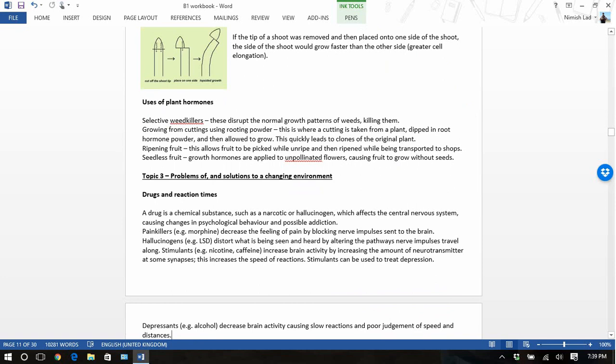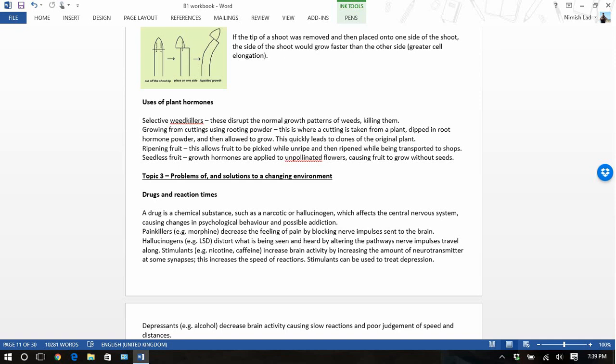So there are weed killers, to disrupt the normal growth patterns of weeds and kill them. There's growing from cuttings and using rooting powder. This is where a cutting is taken from the plant, dipped in the root hormone powder and then allowed to grow. So this quickly leads to clones of the original plant.